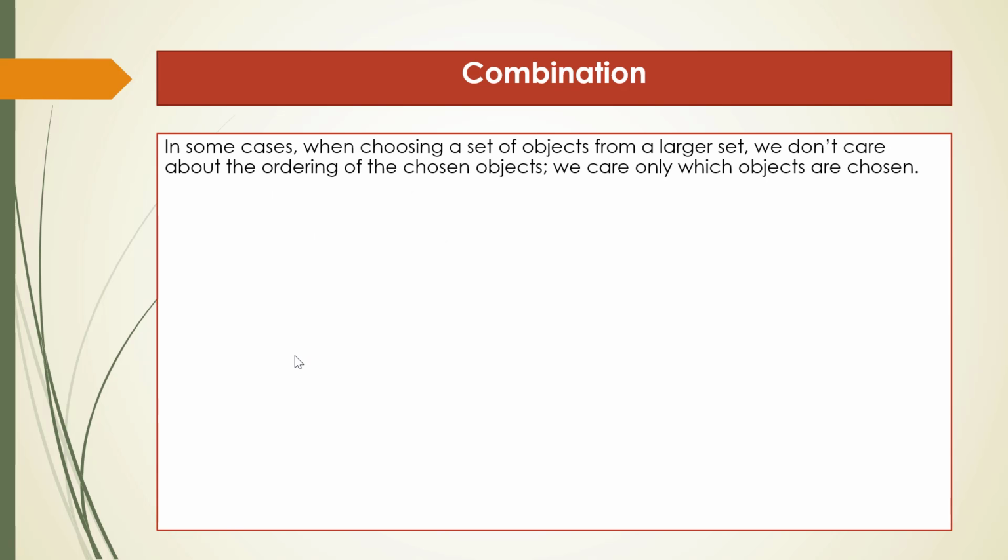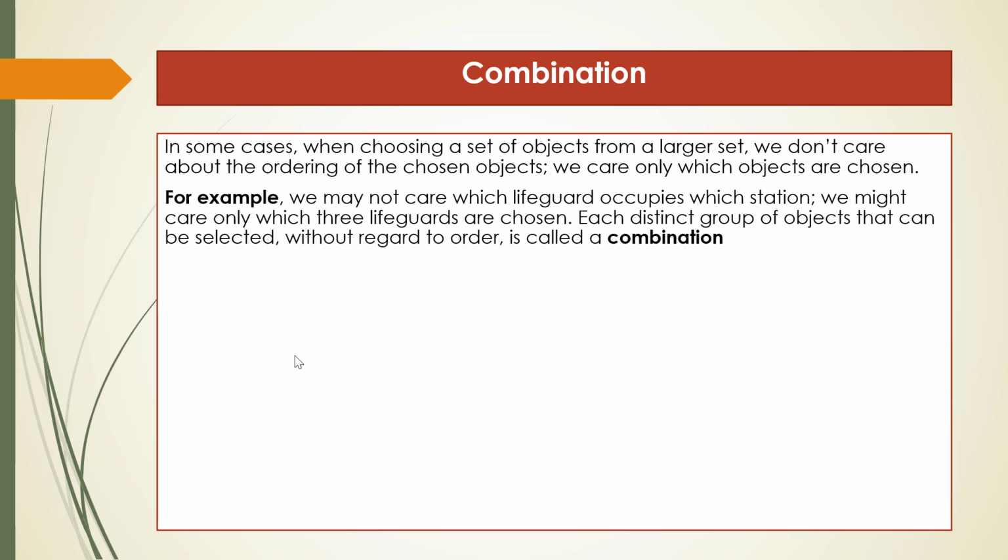In permutation, when you choose r items from n items, we do care about the ordering of the chosen objects. However, in some cases, when choosing a set of objects from a larger set, we don't care about the ordering of the chosen objects. We only care which objects are chosen. For example, when you choose 3 lifeguards from 5 lifeguards, we may not care which lifeguard occupies which station. We might care only which 3 lifeguards are chosen.